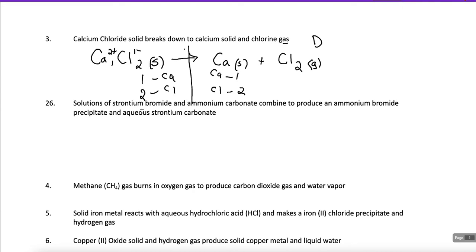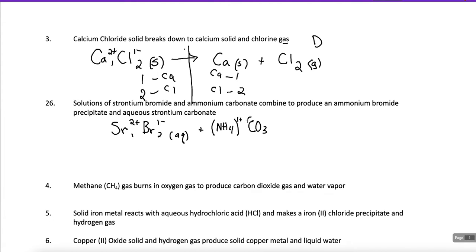Solutions of strontium bromide and ammonium carbonate. So let's write this out. Strontium is Sr. Now you could look on the tan chart or the periodic table, and you would find that strontium is 2 positive. Bromide is 1 negative, crisscross. Solution means aq. Plus, ammonium is a polyatomic ion, NH4. Because it's polyatomic, I'm going to put it in parentheses, and it's 1 positive. Carbonate is also a polyatomic, and it's CO3.